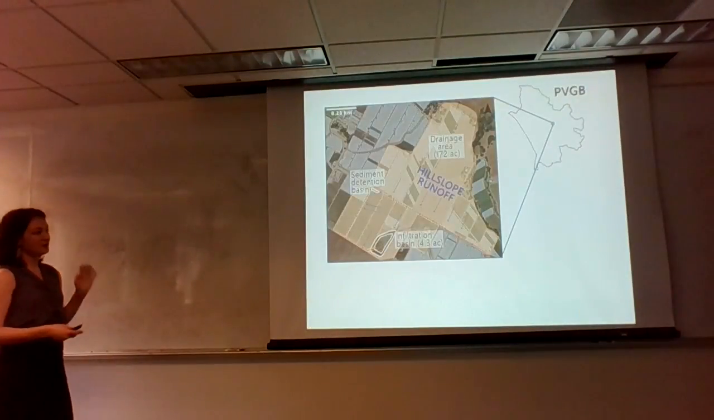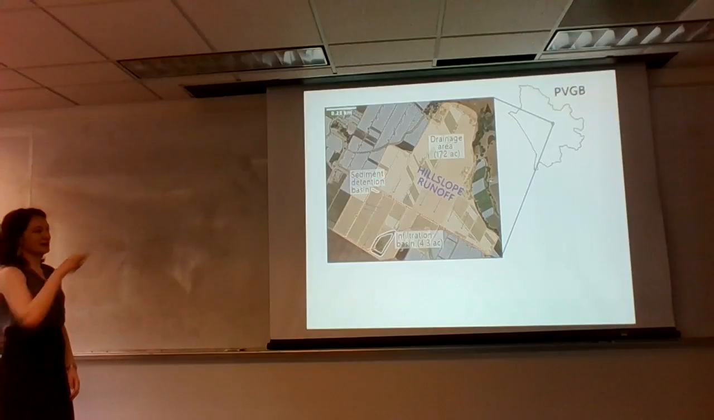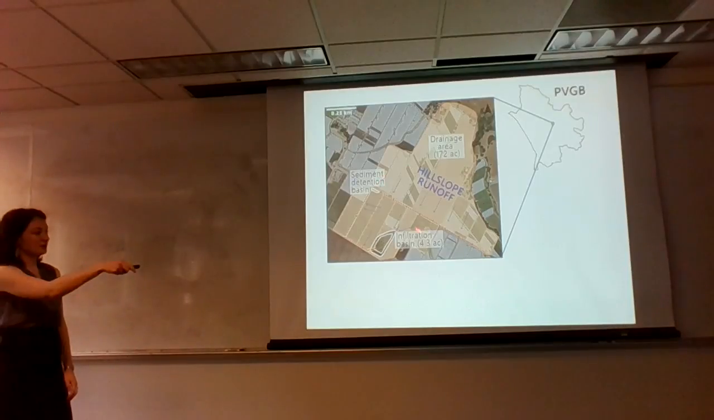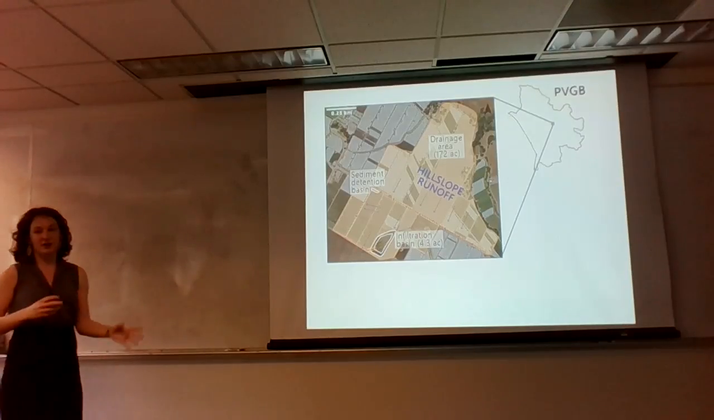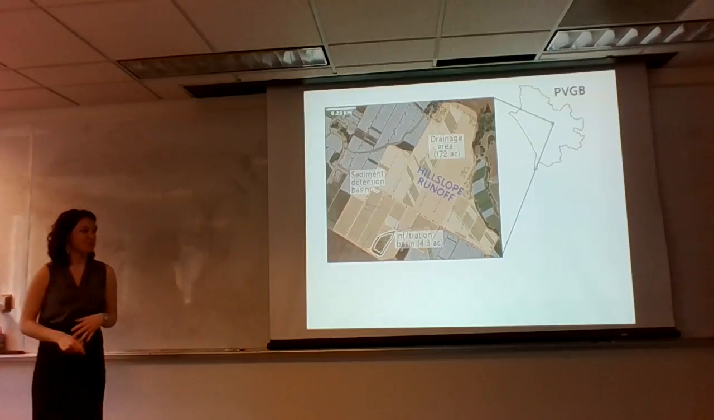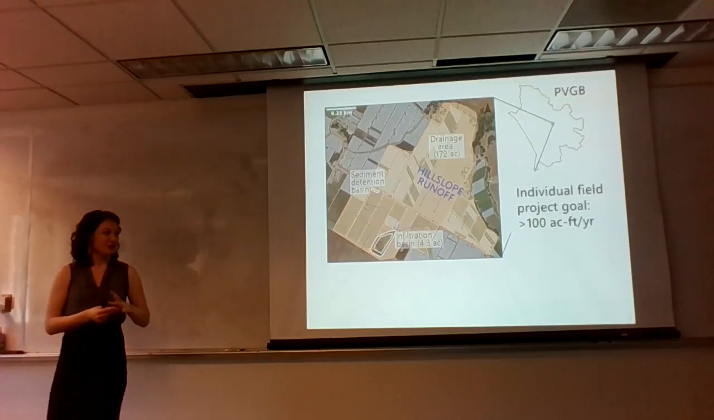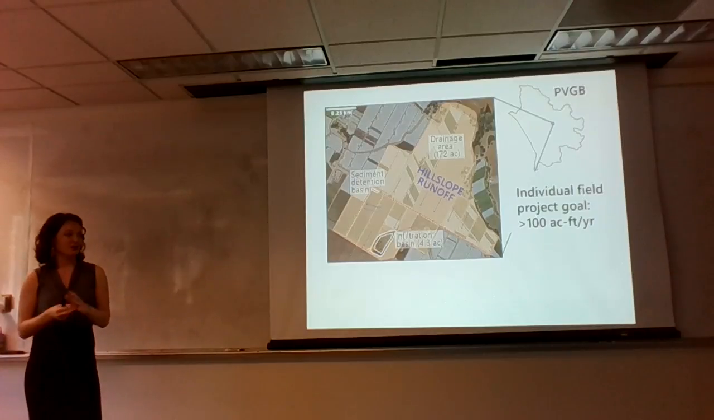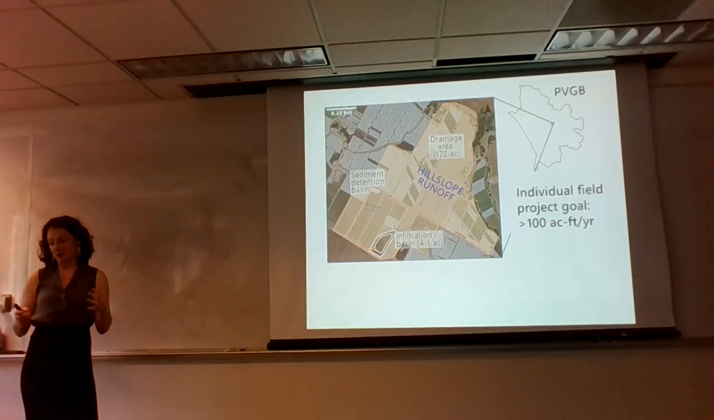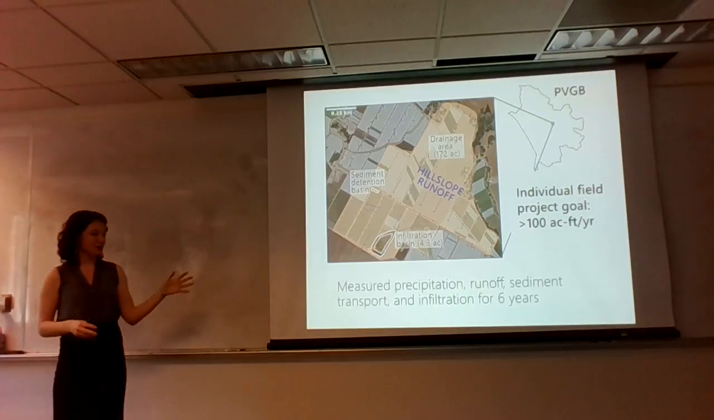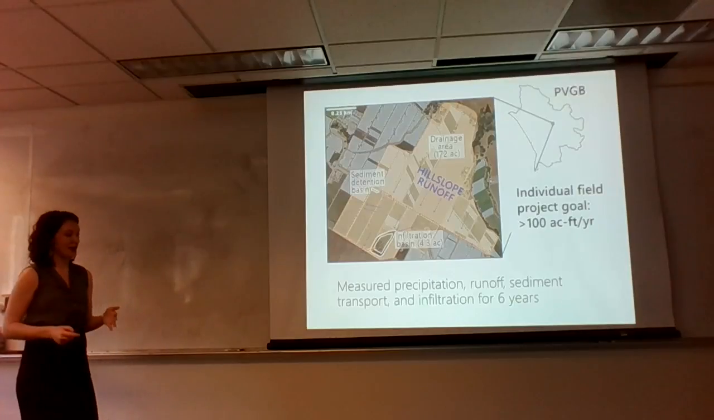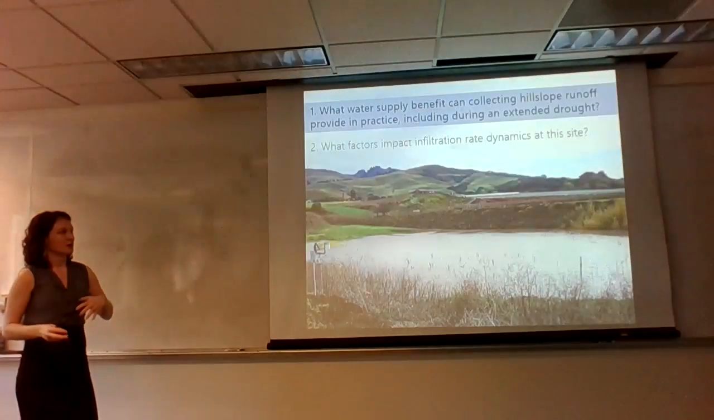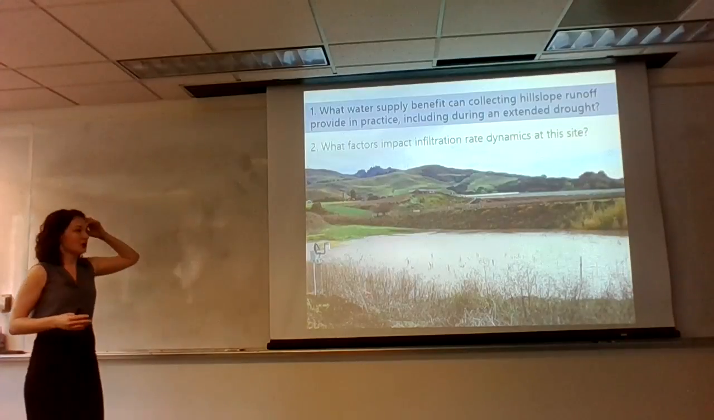This is an aerial photograph of the field site showing that hill slope runoff from 172 acres of farmland is diverted into a 4-acre infiltration basin. And otherwise, this runoff would be diverted into a storm drain, into the Pajaro River, and out to the ocean. The goal for this field site is to collect and infiltrate 100 acre-feet of runoff each year. And as I mentioned in the last chapter, that can address regional groundwater depletion by about 1%. I've worked at this field site for the past 6 years to measure precipitation, runoff generation, sediment transport, and infiltration rates.